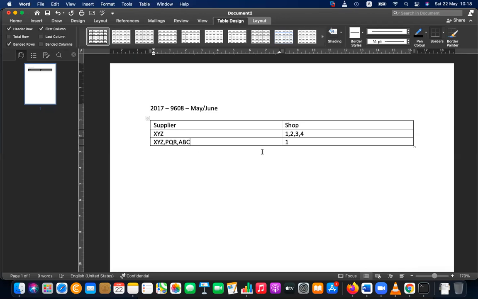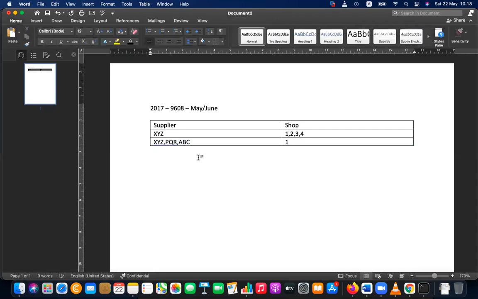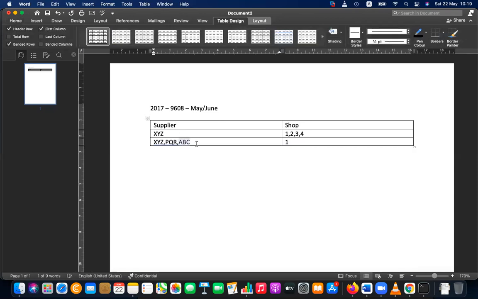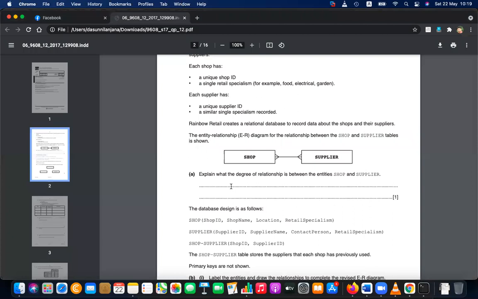Because if you have multiple values, how do you update, right? How do you delete? Let's say you want to delete the ABC supply. Then how do you search for the ABC supply? ABC supply is only part of this supplier field, right? It's not an atomic value. We can't delete like that, right? I think you understood the issue. So that is the basic issue of having many-to-many relationships.